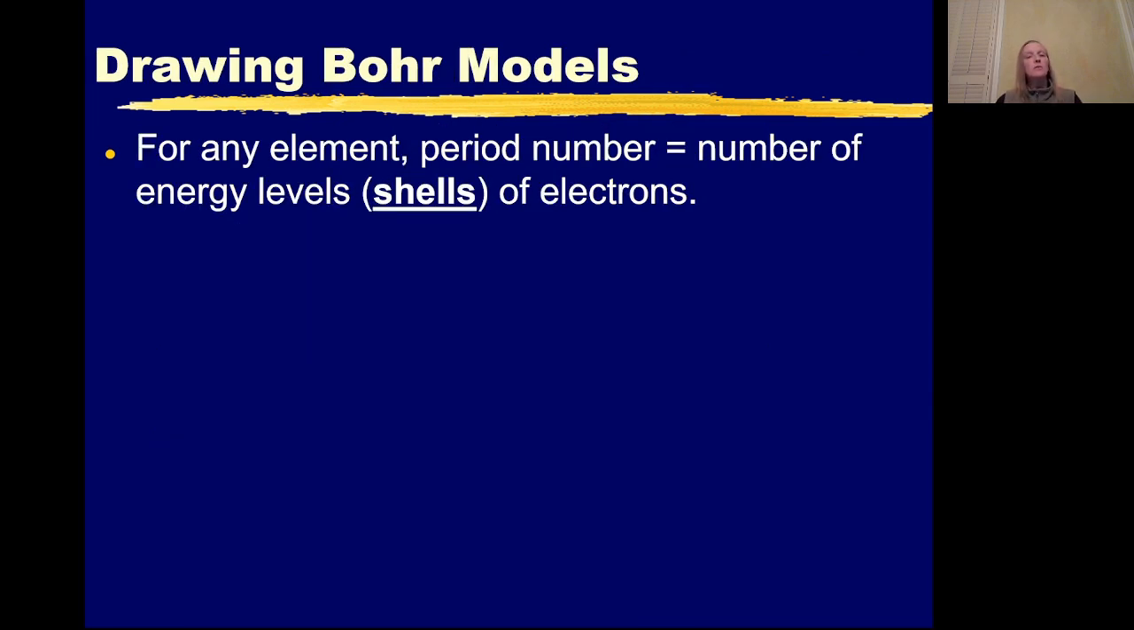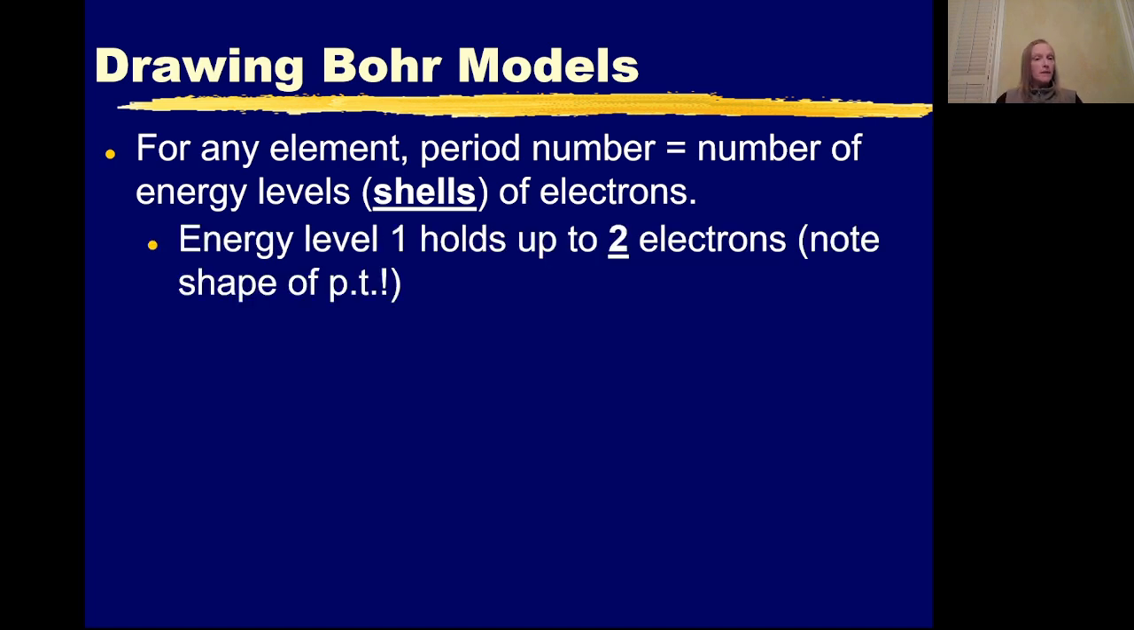So how can we use this information about protons, neutrons, and electrons, which we can pull off of the periodic table, a lot of this information? How do we use that information to draw models of elements? So for any element, the period number, which horizontal row the element is in, tells us how many energy levels, kind of rings or shells, of electrons to draw around the nucleus.